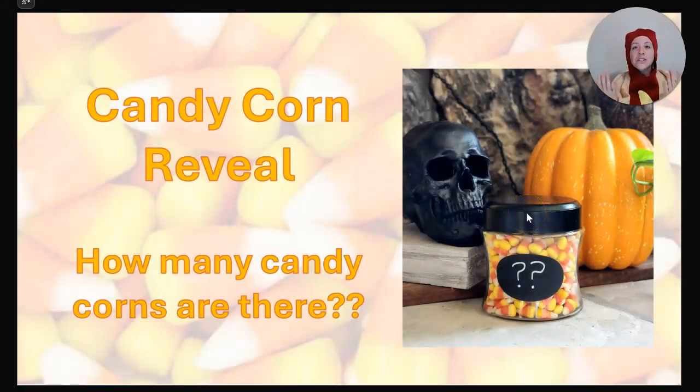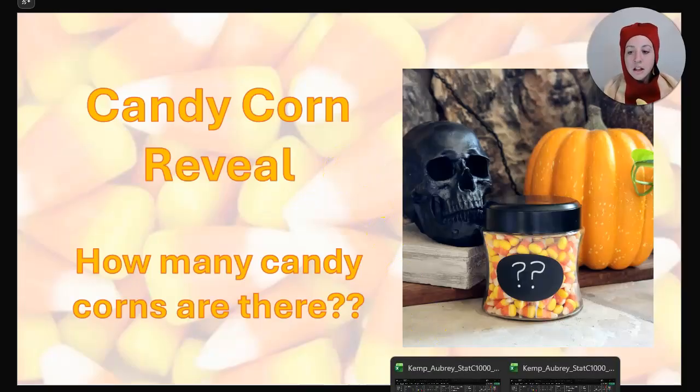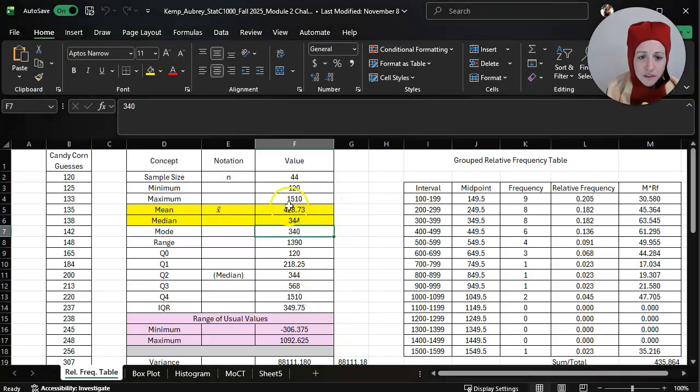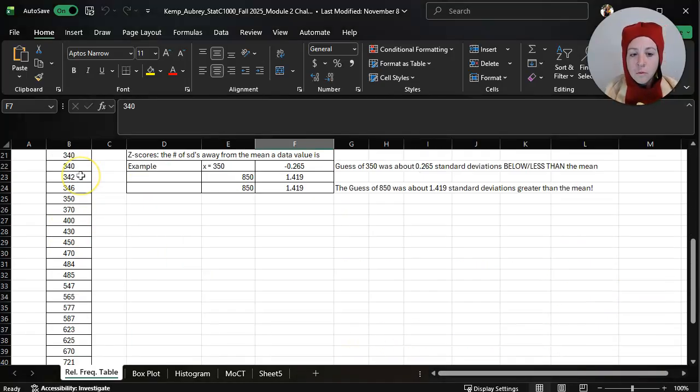In our data set so far, we collected data from our class, from some of my family and friends. So we had 44 data values for how many candy corns we thought were in this jar. So far in our class, we've analyzed this data set. We've found the mean, the standard deviation. We've made histograms, things like this to look at the distribution of the data set and how it looked. So I actually want to pull up our class data set and just remind ourselves of what was going on.